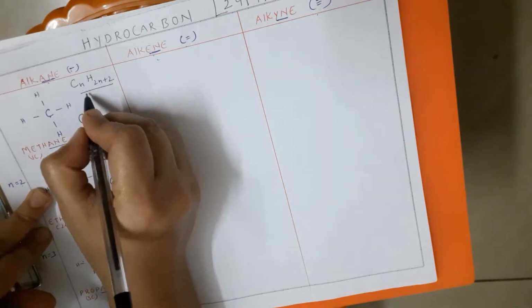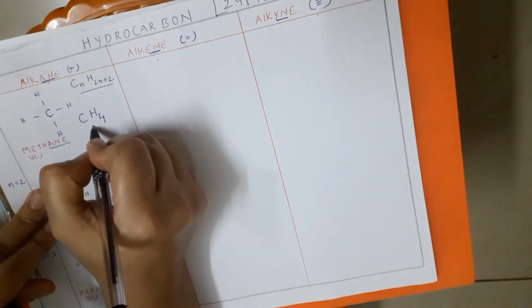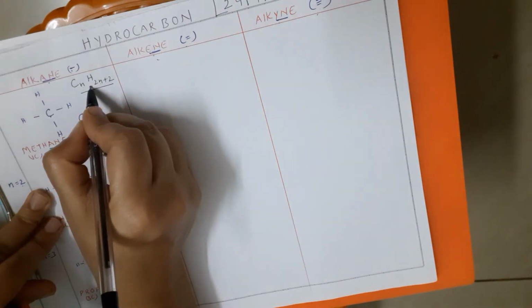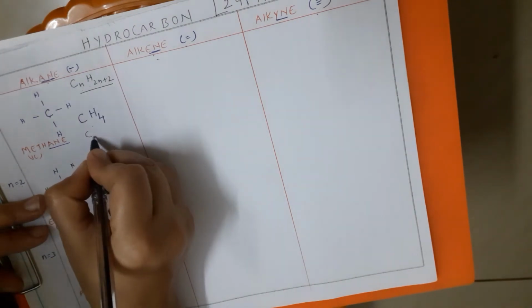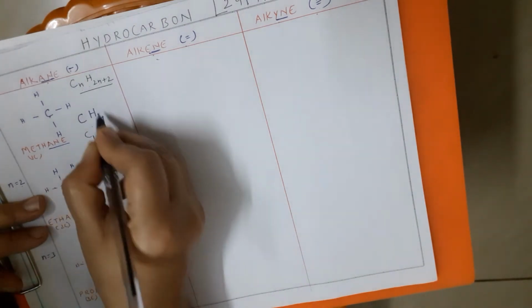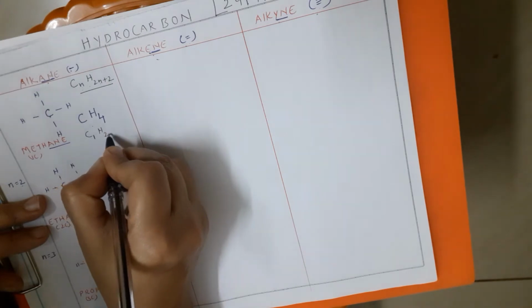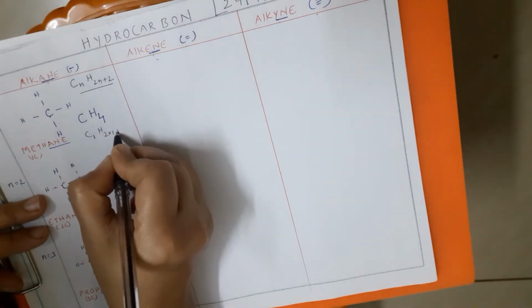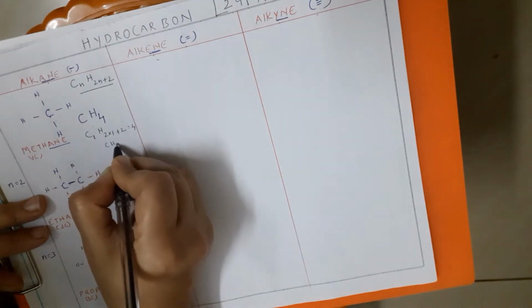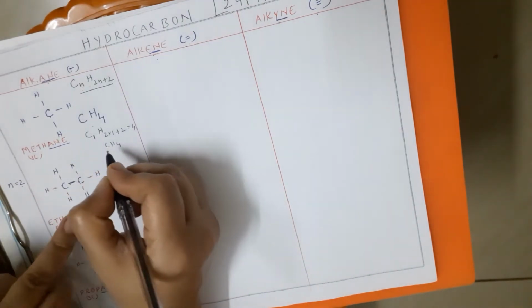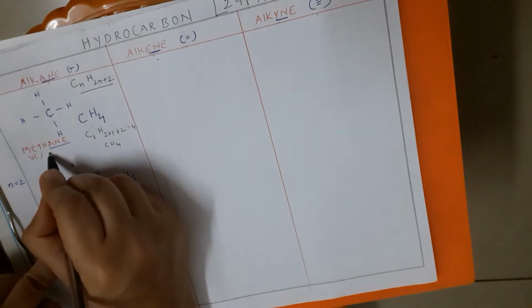Now let us see, is my formula of methane correct as per this general formula? Let us check. So C is how much, children? Cn, so how much? 1. And H is how much? 2n+2, that is equal to 2 into 1 plus 2. That is equal to how much? 4. So my formula is CH4. So this is the formula of methane.